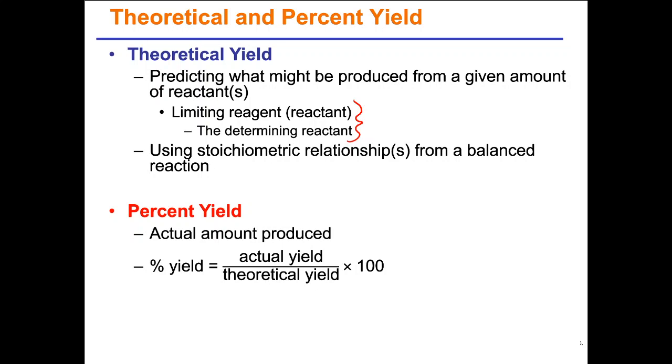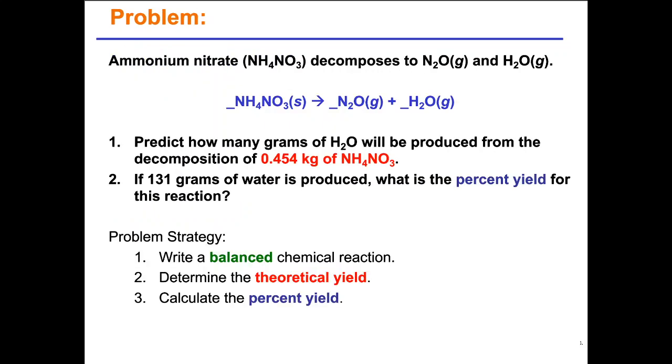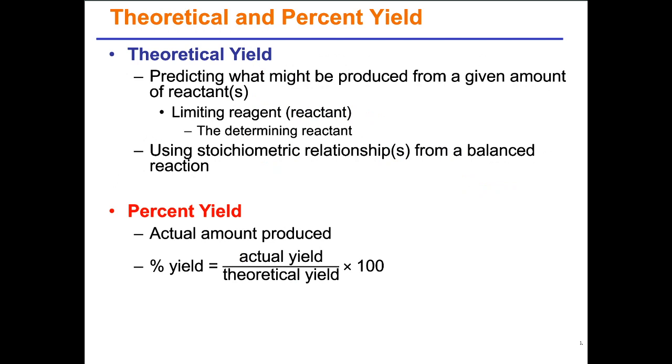And we can also find the percent yield. You need to know two things: the actual amount produced, and the theoretical yield. So you just take the part over the whole times 100. Your actual over theoretical times 100 will give you a percent yield. And it will always be this way around, so actual over theoretical.